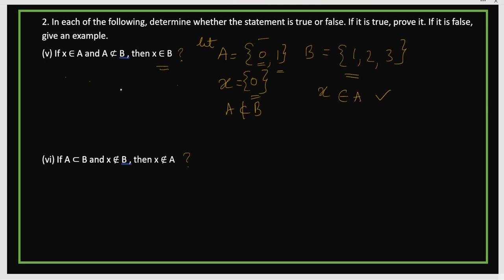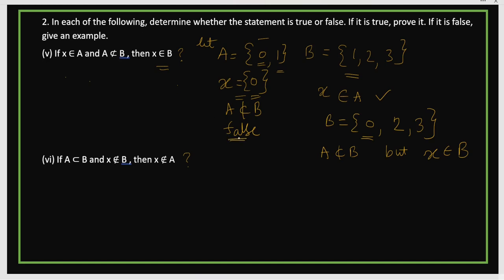This is false. Suppose B equals {0, 2, 3}. In that case, A is not a subset of B, but x belongs to B. This x is there in the B set also. This statement becomes true here. So sometimes it is true, sometimes it is not true. In that case, we'll say that the statement is false.